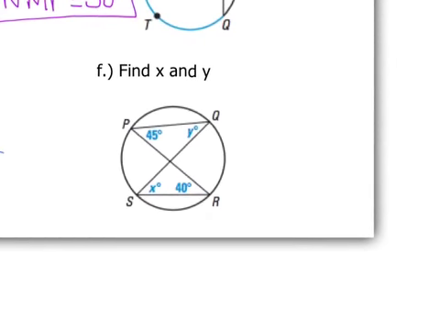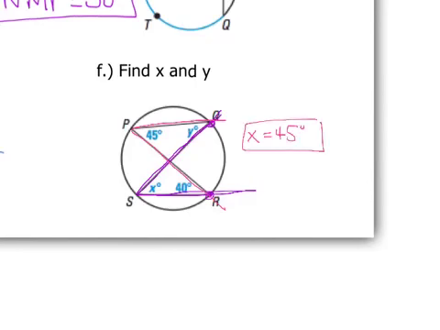I'm going to go ahead and do the first part with you. Let's look at first finding x. So angle x is right here. It has endpoints Q and R. So I'm looking for the other angle that has endpoints Q and R. That would be angle P, goes through Q and R. So x is the same as 45.